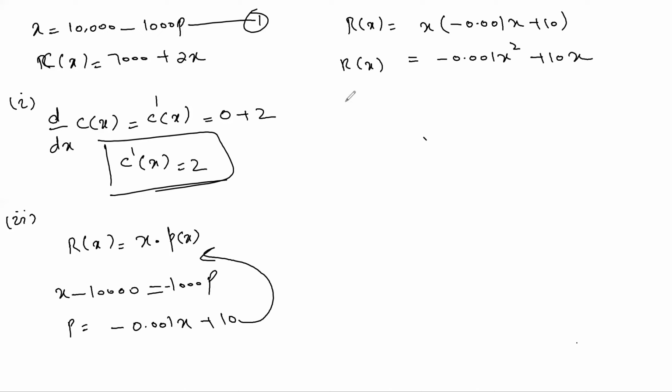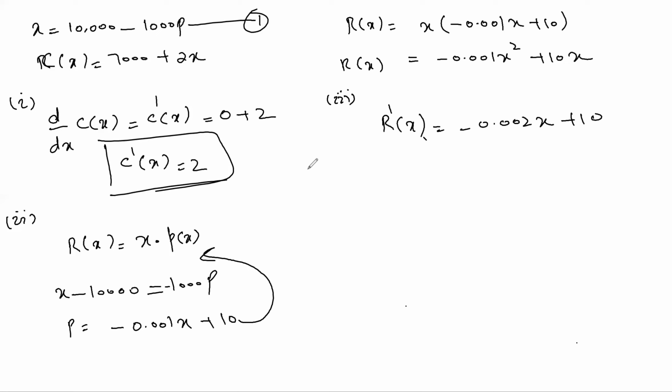Now we find marginal revenue. For marginal revenue, we simply take its derivative, as we know. So it is minus 0.002x plus 10. That is our marginal revenue.